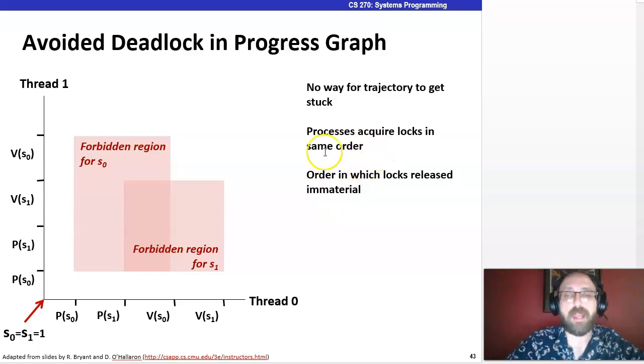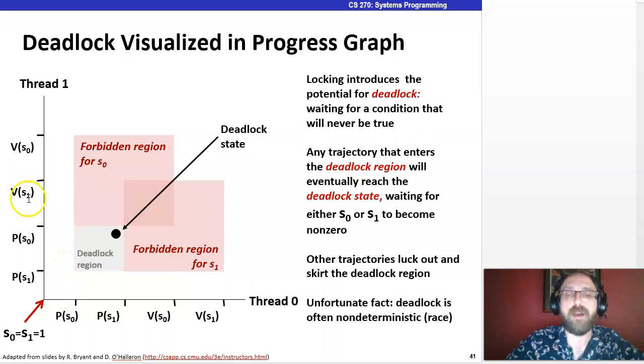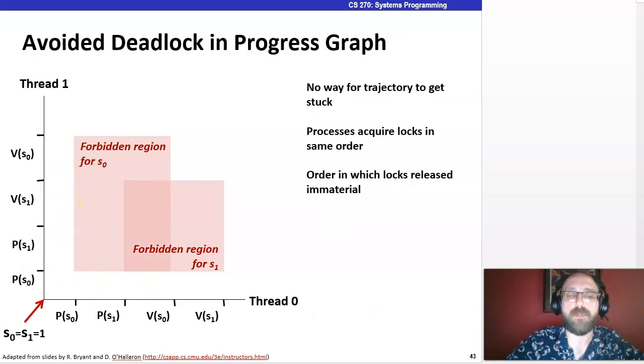So the way to do that again is to make sure the processes acquire the locks in the same order. The actual order in which they're released doesn't matter. That would just affect how far to the right or how far up these boxes extend. But remember, the problem is when we have a notch like this towards the lower left, or when the resources are acquired in different orders.